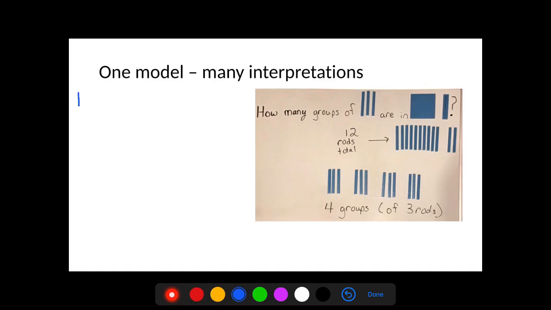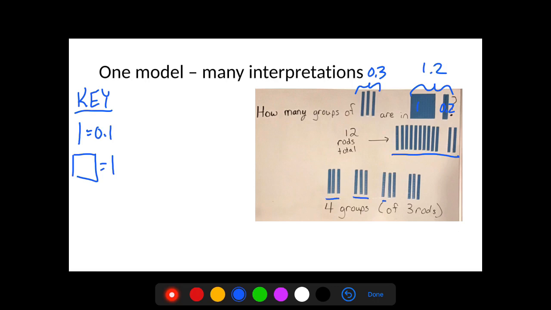Let's do this again. Let's have the key, and this time let's have the rod be worth 1/10, then the flat is going to be worth 1. So we have 0.3, and we have 1.2. Still same model, different labels. We have our 12 rods, and we have our 4 groups of 3. So if I think of 1.2 divided by 0.3, moving the decimal one place to the right, this becomes the problem 12 divided by 3 is 4. These are equivalent problems. We get 4 groups of 3 rods or 4 groups of 3/10.